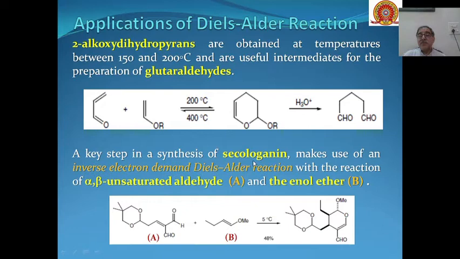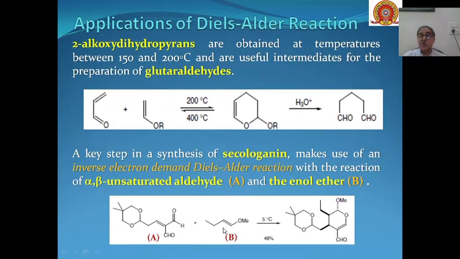And then cycloganin, this is the cycloganin, and this can be synthesized from inverse electron demand Diels-Alder reaction with reaction of alpha beta unsaturated aldehyde. This is alpha beta unsaturated aldehyde, and this is enol ether.